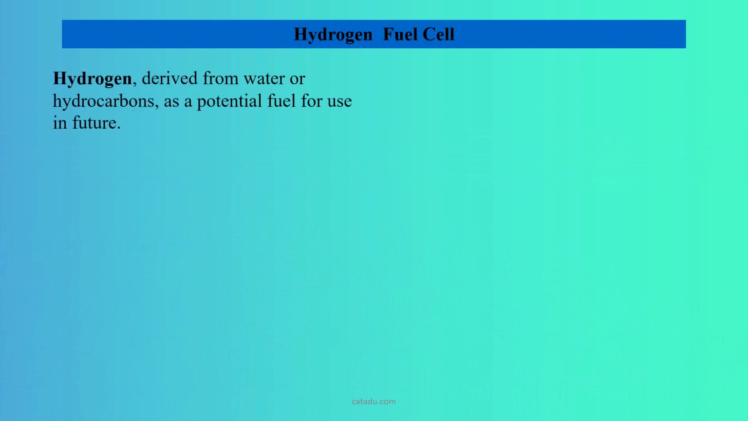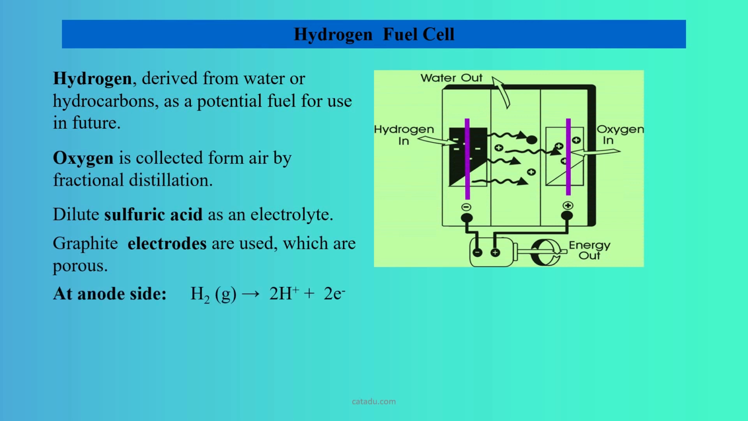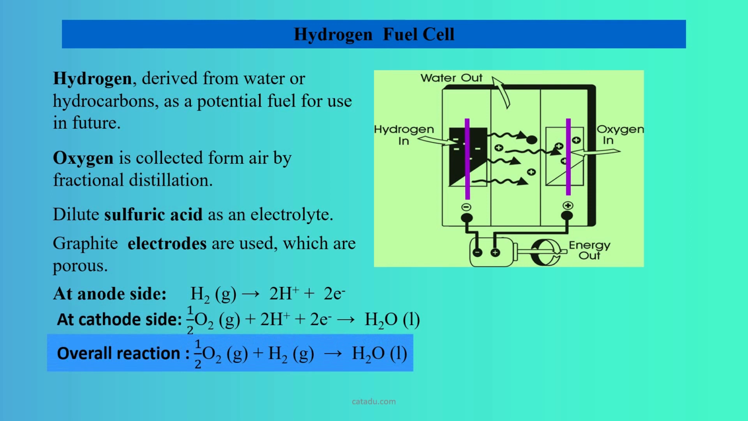Hydrogen fuel cell. Hydrogen derived from water or hydrocarbons is a potential fuel for use in future. Oxygen is collected from air by fractional distillation. Dilute sulfuric acid is used as an electrolyte. Graphite electrodes are used, which are porous. At the anode, hydrogen gas is coming in and reacting and makes 2 electrons. At the cathode side, oxygen gas, 2 hydrogen ions and electrons make water. The overall reaction is oxygen plus hydrogen gives water plus energy. This way we can make energy from a hydrogen fuel cell.